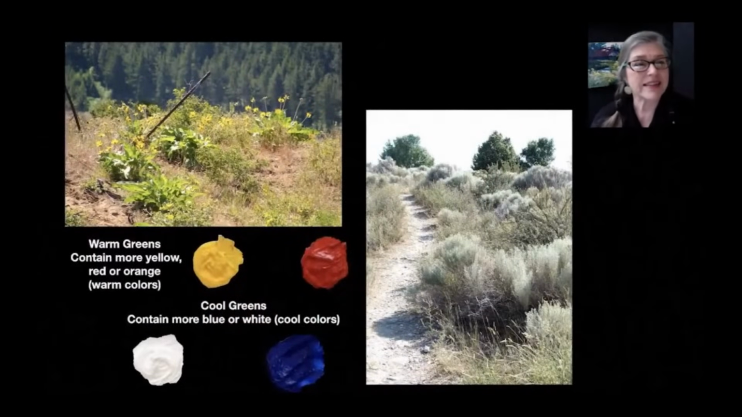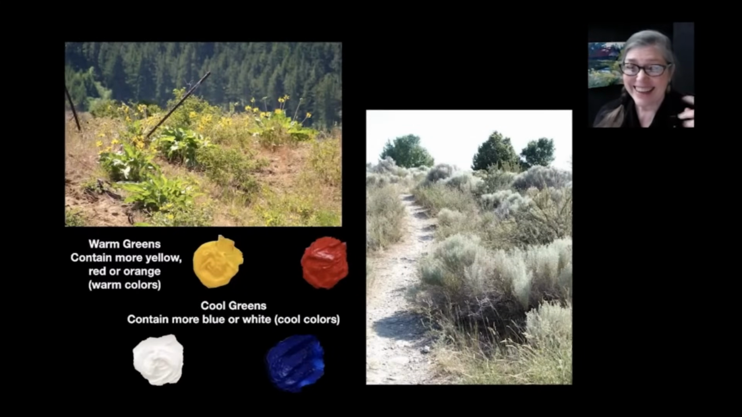Here are some greens. On the photo on the left, upper left, we can see that those greens contain some warms, some yellows. I took both these photos on a hike on the same day. It isn't about the temperature of the day. It was quite a hot day. It's about the temperature of the color. In the upper left, we can see that those greens contain yellow or red, or a combination of yellow and red. They are warm greens.